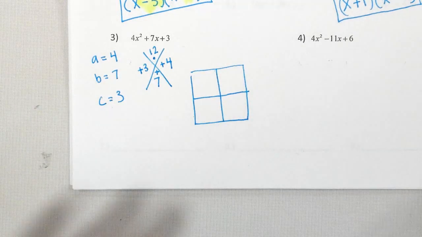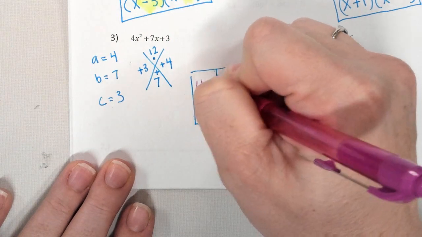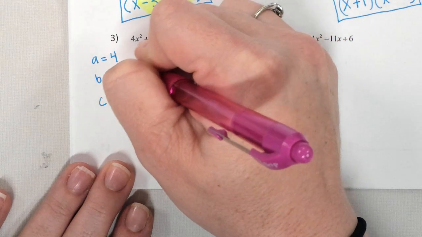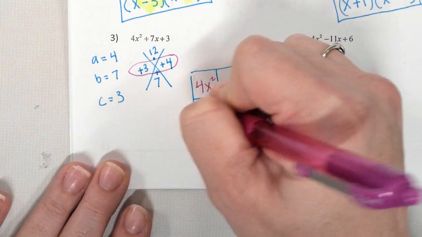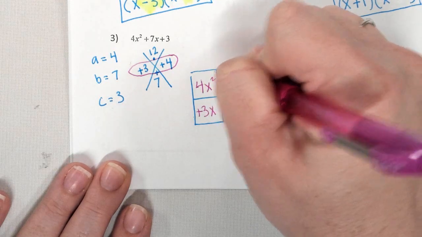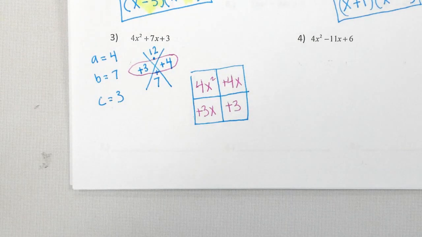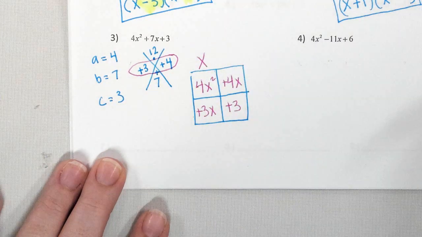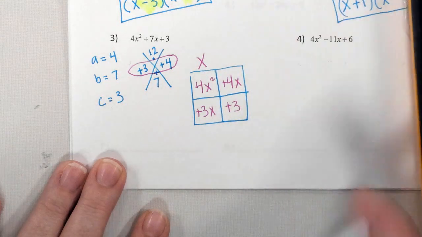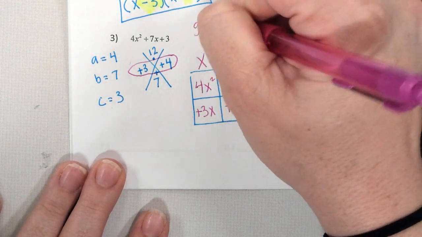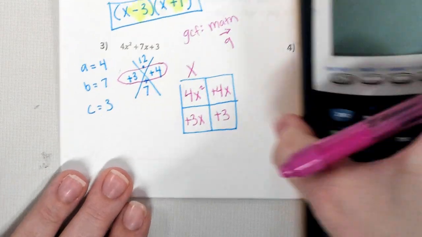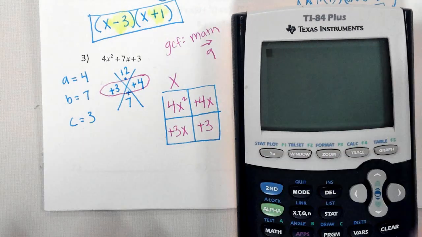So, remember, your first term was 4x squared. And your last term was positive 3. And this is your split B, so plus 3x plus 4x. Okay, well, what's your GCF in that first column? X. Now, if you struggle with finding GCFs, you can do, in your calculator, math, write 9, which with smaller numbers, most of y'all don't struggle, but some of y'all, when you get to bigger numbers, it can be a little confusing. So you can do math, write 9.